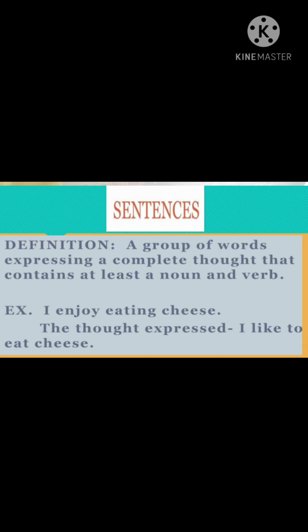I have given an example. See here, I enjoy eating cheese. Here what thought is expressed? That I like to eat cheese. That thought is expressed here. So we call it a sentence. It should express a complete thought, and it should be arranged in proper sequence, and it should have at least a noun and a verb.